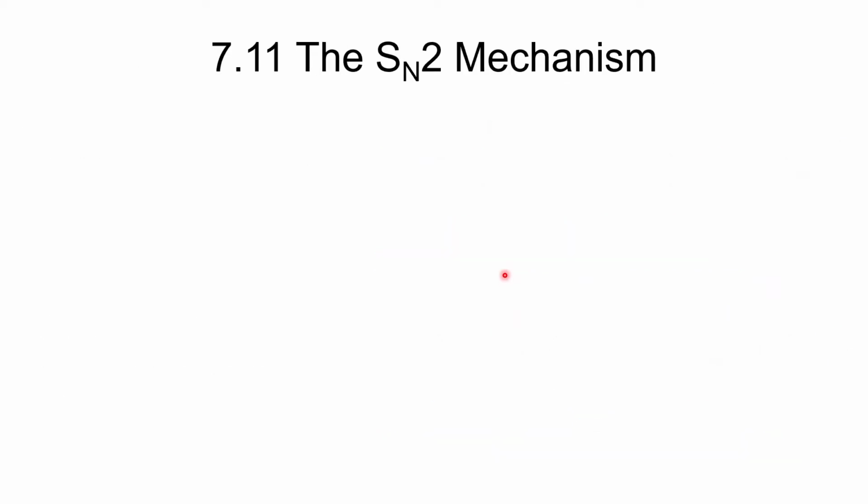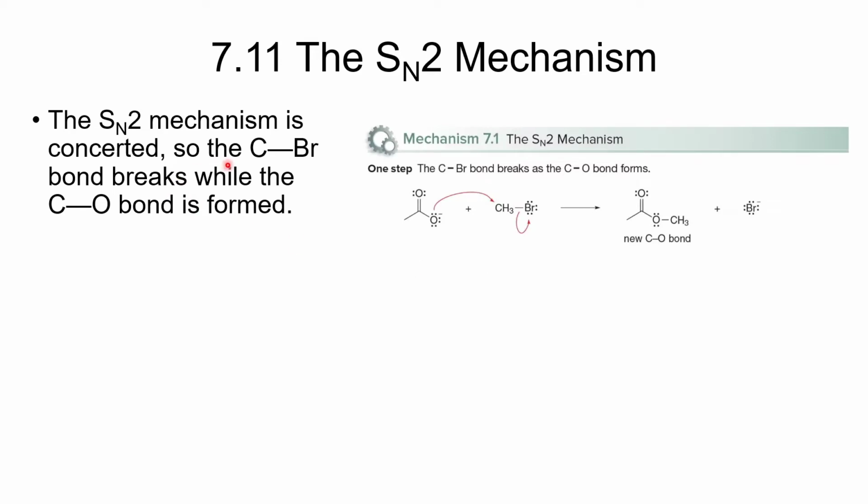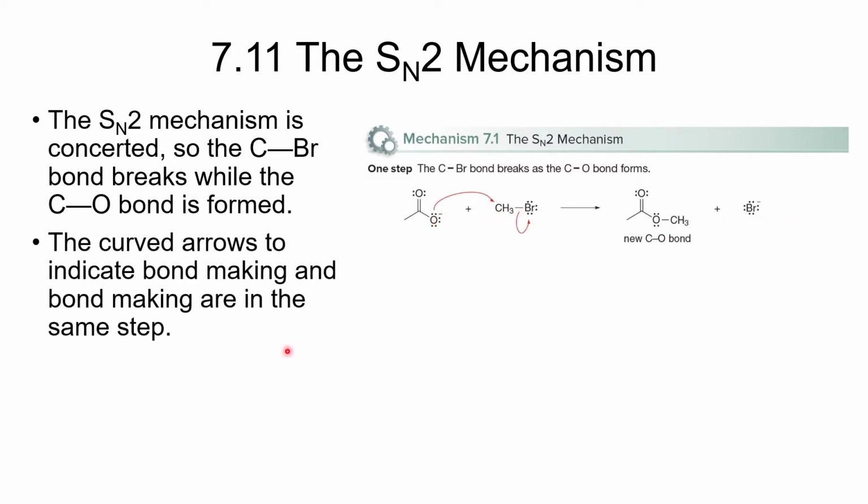So the SN2 mechanism is a concerted reaction. That means that the carbon-halogen bond breaks at the same time that the carbon-nucleophile bond is formed. In this case, the carbon-bromine bond is breaking at the exact same time that the carbon-oxygen bond is being formed. We'll find that we use curved arrows to indicate bond making and bond breaking, and that they are in the same step. So there's only one step.